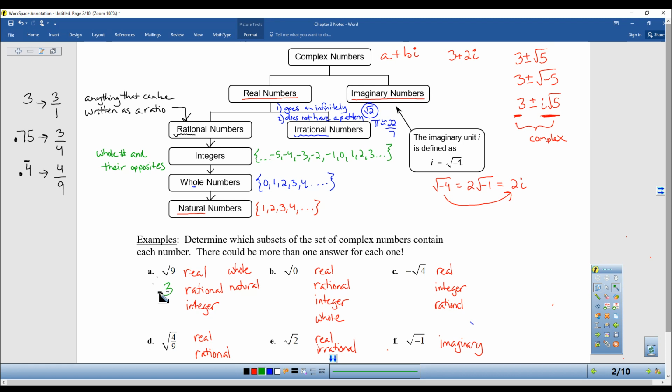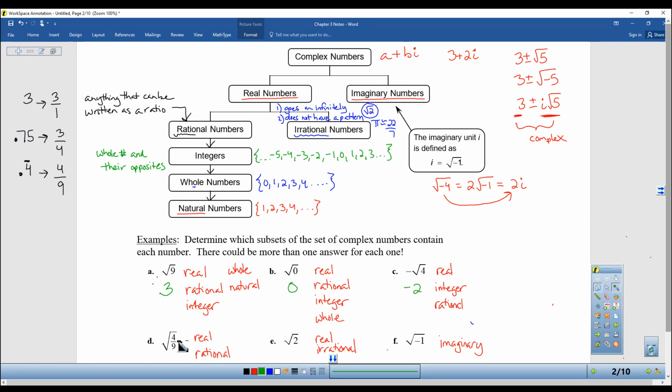So the square root of 9 is 3, and if you start at the top, 3 is real, and it's rational, and it's an integer, and it's whole, and it's natural. The square root of 0 is 0, which is real, rational, it's an integer, it's a whole number, but it stops at natural. It is not on my natural list. C is -2, which is real. Okay, it would only have a negative under the radical for it to be imaginary. So it's real, it's rational, it's an integer, but it's not a whole number. Integers are the negatives.